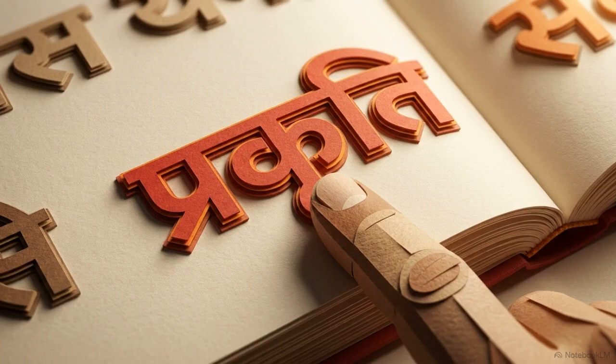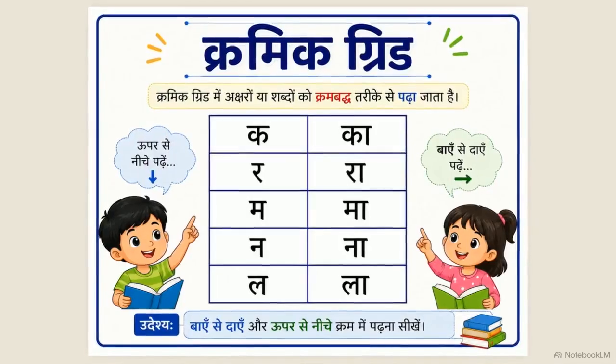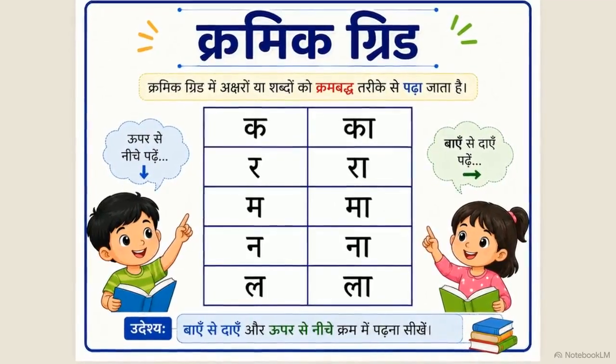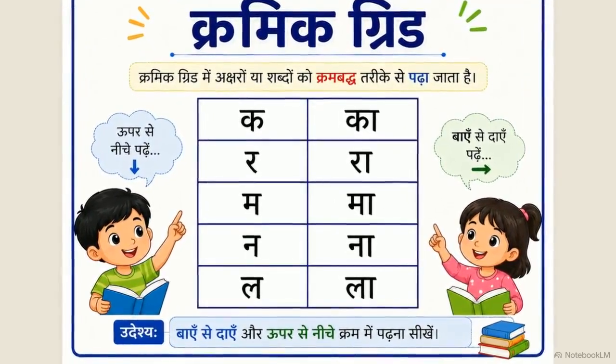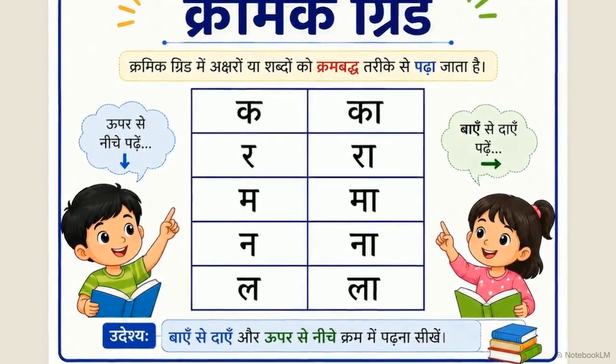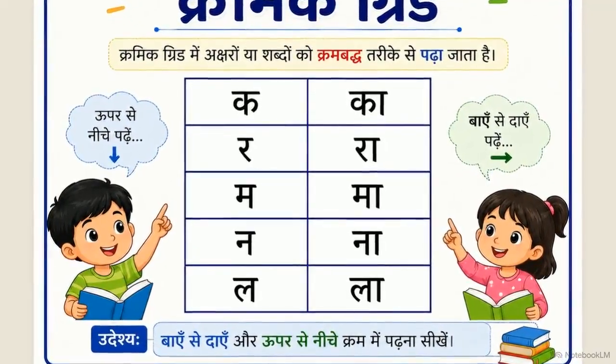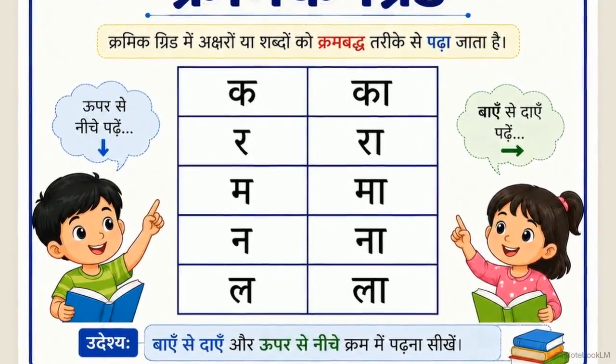We can practice this using the sequential grid. This tool compares base consonants with their a forms in a simple, predictable layout. By reading top to bottom and left to right, children follow a clear rhythm. This helps them internalize the sound changes without guessing.